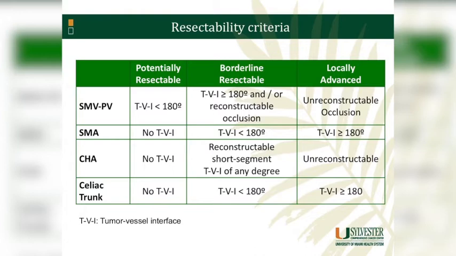So we know that borderline resectable is defined as a tumor-vessel interface with the superior mesenteric vein portal vein confluence of greater than or equal to 180 degrees, and it has to be reconstructible. And if you have less than 180-degree involvement of the SMA, that will be borderline resectable. And if you have any reconstructible involvement of the common hepatic or the celiac, that would still be considered borderline resectable. And beyond that would be considered locally advanced unresectable.